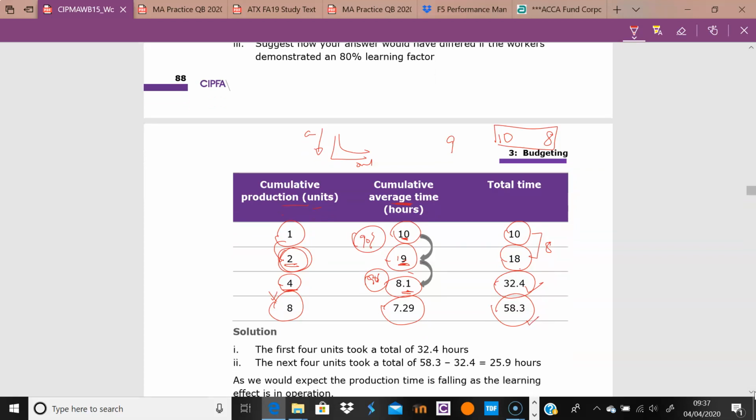So let's see. So you can see here, look at this one. This question could ask, how long does it take to make the first 4 units? That's that. How long does it take to make the next 4 units? So that means that's unit 5 to 8. So that must be the difference between 58.3 and 32.4, which is 25.9 hours. I think the key thing with learning factor or learning curves is to understand this table for whatever question you're given. And when you do that, you can then take out the information you need based on the question.